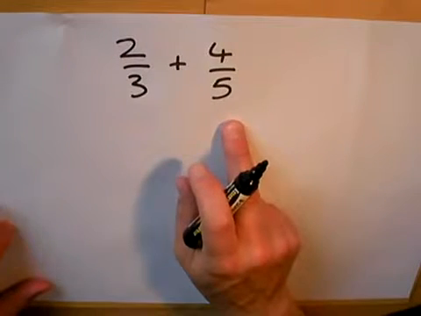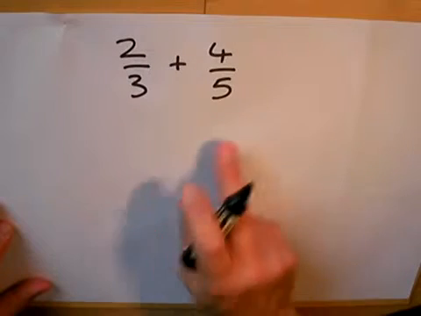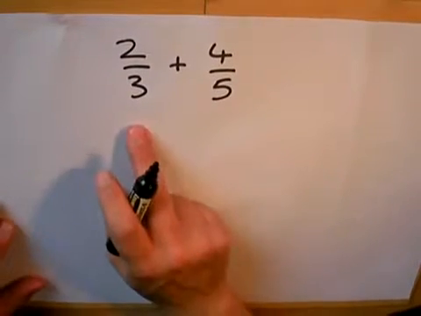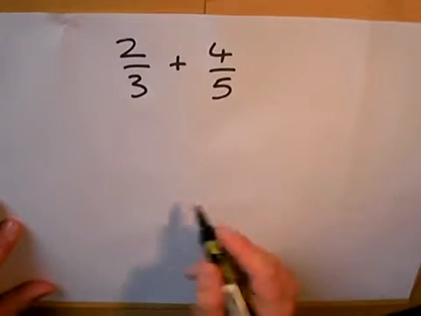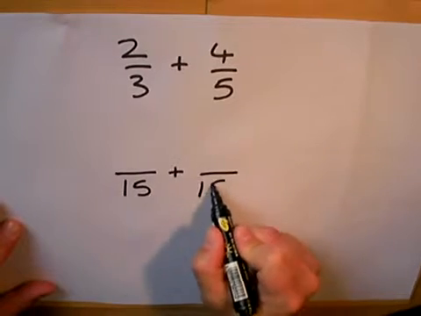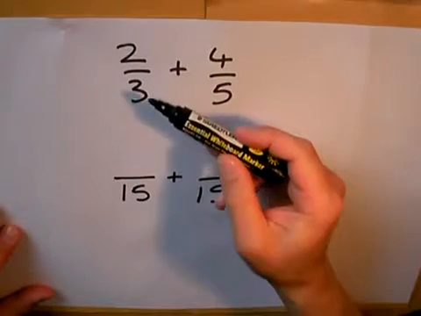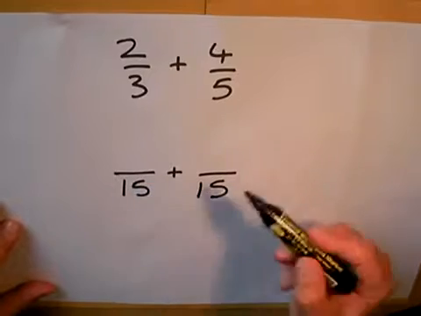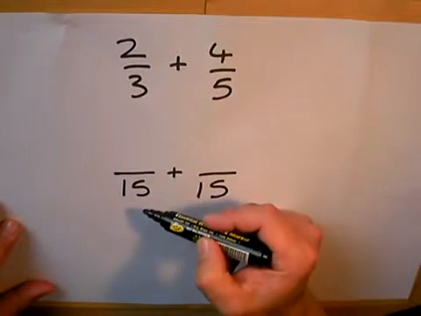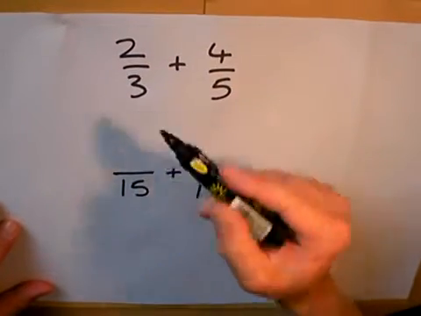So I'm going to have to choose a number that I can turn both 3 and 5 into. Now the first number that appears in the 3 times table and the 5 times table is 15. So I'm going to change both numbers into 15ths. I turn this first fraction into 15 by multiplying by 5. So if I multiply the bottom number by 5, I must multiply the top number by 5 as well.